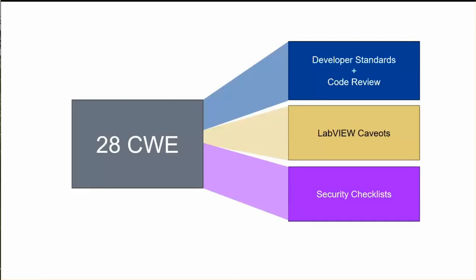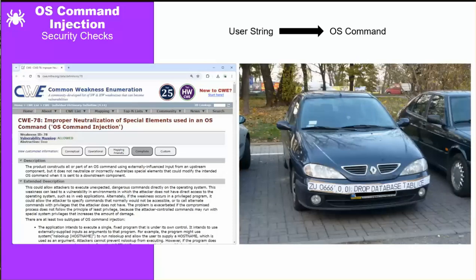So let's drill into one in particular that I think we might be able to automate. All right, this is one of the CWEs, CWE 78, improper neutralization of special elements used in an OS command. As you can see from the picture, some people try to get very clever.